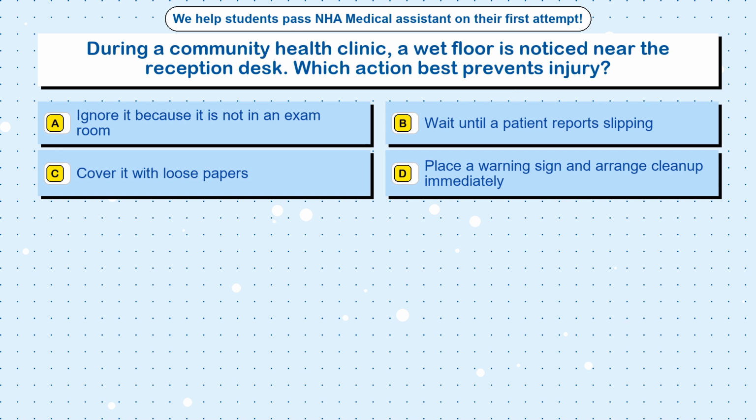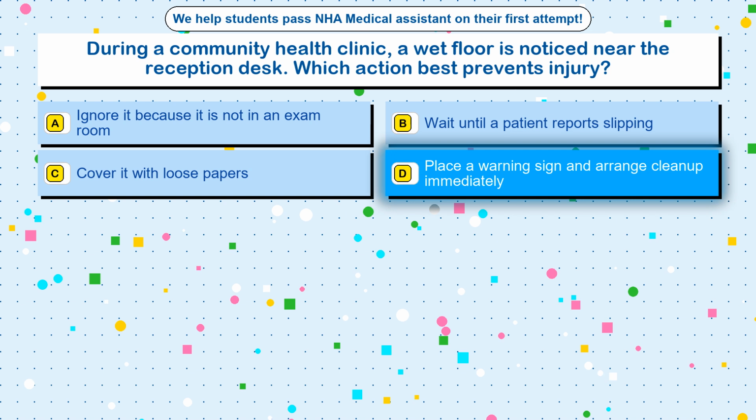Question 50. During a community health clinic, a wet floor is noticed near the reception desk. Which action best prevents injury? Option A. Ignore it because it is not in an exam room. Option B. Wait until a patient reports slipping. Option C. Cover it with loose papers. Option D. Place a warning sign and arrange cleanup immediately. The correct answer is option D. Place a warning sign and arrange cleanup immediately.